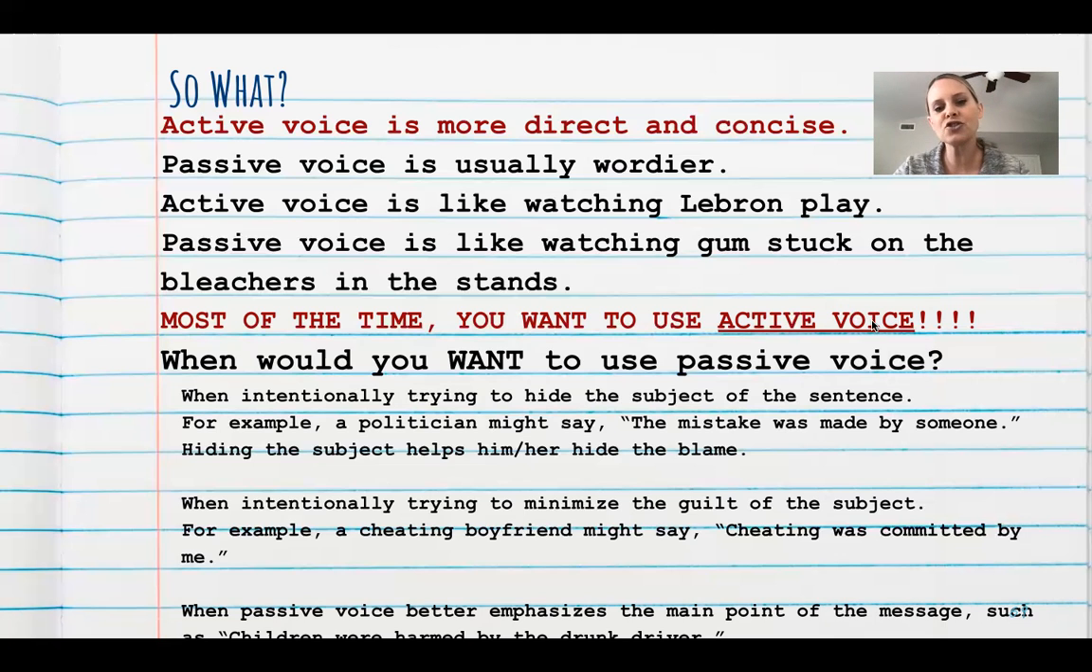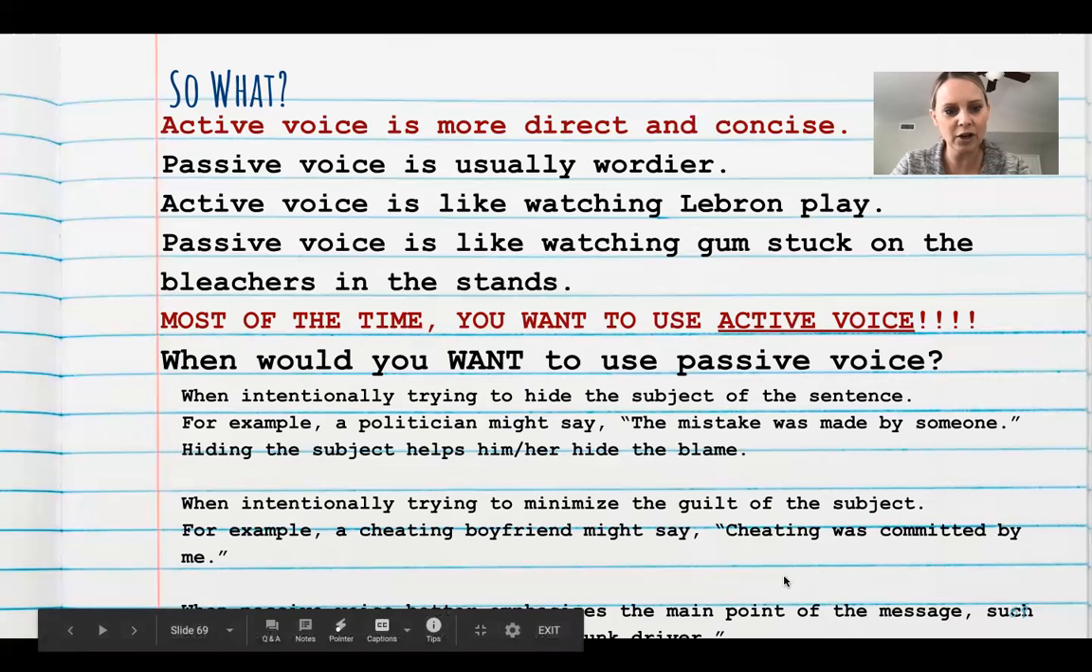When you are intentionally trying to minimize the guilt of the subject, for example, a cheating boyfriend might say, cheating was committed by me at some point. Notice how the me is buried in the sentence. It's not at the forefront in the primary subject spot at the very start of the sentence. I cheated is much more clear and direct about who deserves the blame. But in this scenario, it's very clear that this person's not really wanting the attention drawn to him. I can see that this cut off a little bit. Hopefully you can read it.